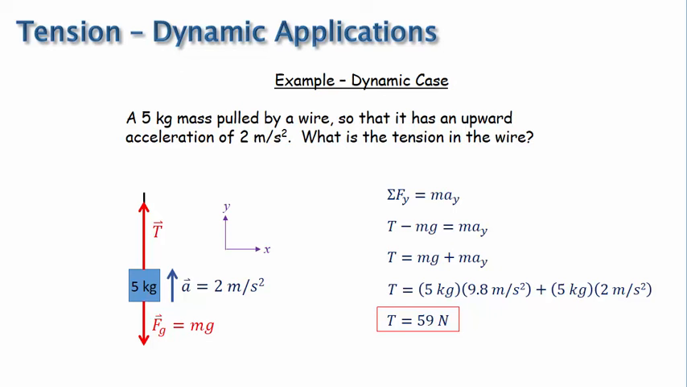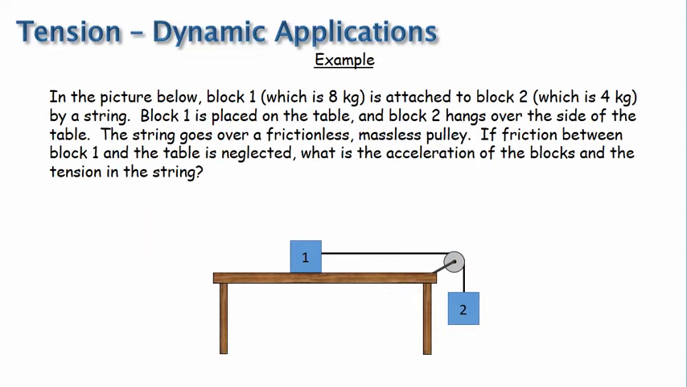Now I'll work through a more complicated scenario that involves two objects. I'll apply the simplification technique that I referred to earlier in the video. Here's the new problem. In the picture below, block 1, which is 8 kilograms, is attached to block 2, which is 4 kilograms, by a string. Block 1 is placed on the table and block 2 hangs over the side of the table. The string goes over a frictionless and massless pulley.